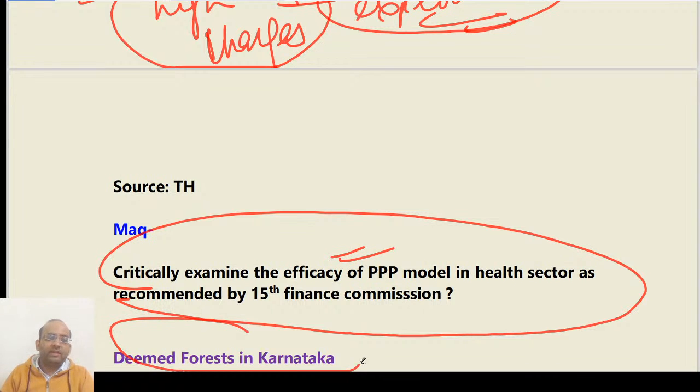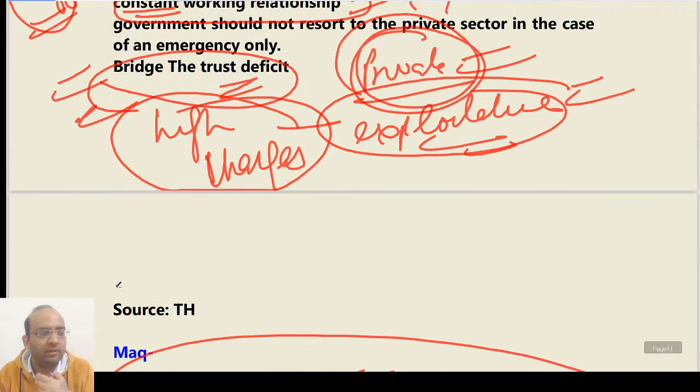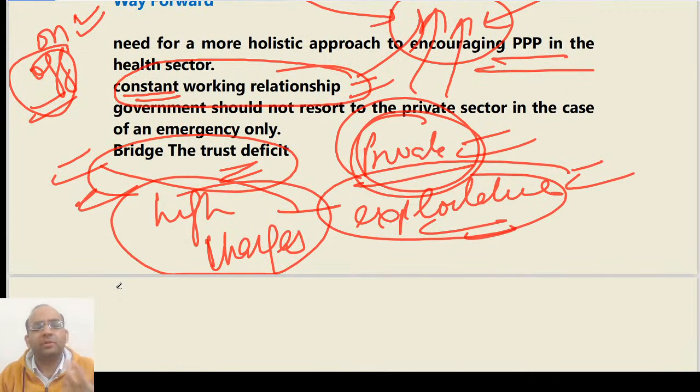So this topic, deemed forest in Karnataka, we will do in next class. Yes, high charges basically. High charges for their service, high fees, like high OPD fees. If you want to consult a doctor, you have to pay a high amount of OPD fees. Then high diagnostic fees, high drug fees, high bed fees. If you want to take any bed in the hospital, you have to give a large amount of money. High charges for nurses and compounder fees, etc. So there are so many expenses they would ask you to pay.